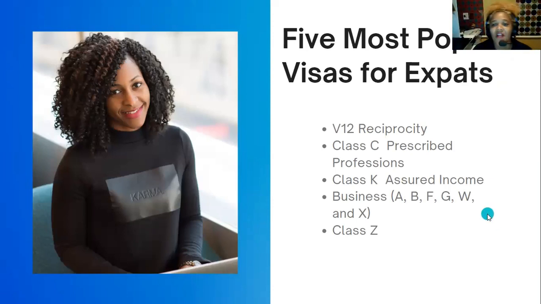Hello. The five most popular visas for most expats. You start with V12, which is reciprocity. You have your Class C, prescribed professions. You have your Class K, which is assured income. And then you have your business A, B, F, G, W, and X, or your Class Z.